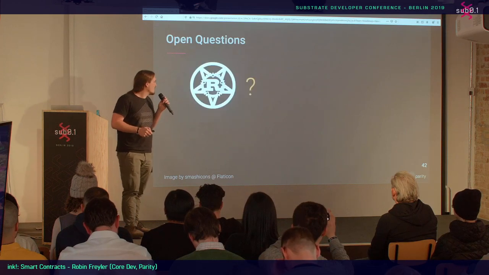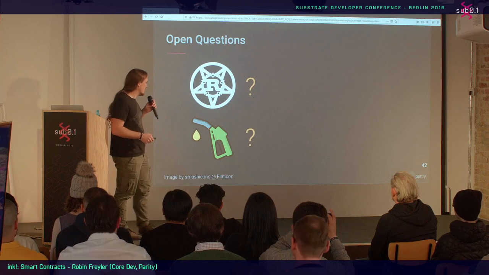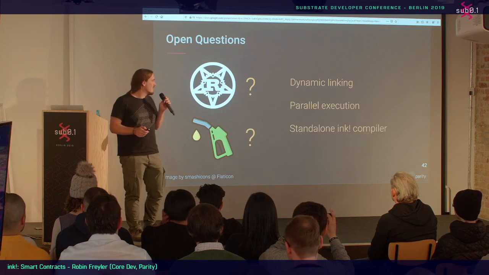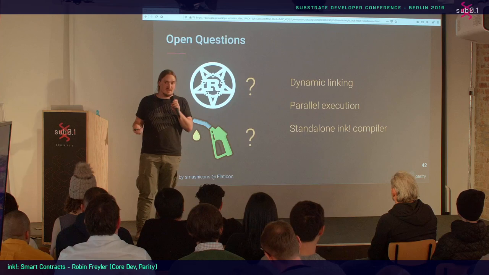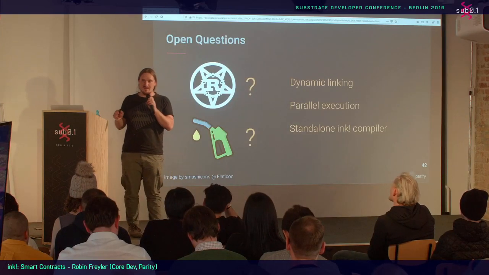Some open questions are, how do we treat unsafe Rust? How are we going with gas costs? They are not stable right now. How are we doing with dynamic linking? It would solve a lot of issues that we have right now with certain built-in functionality. Parallel execution, and we even think about a standalone Inc. compiler.